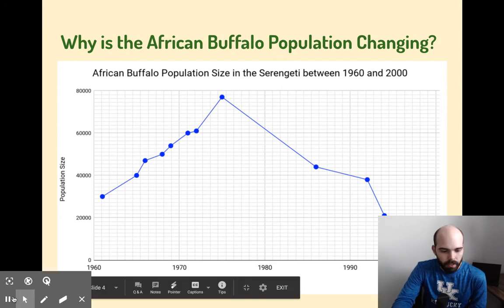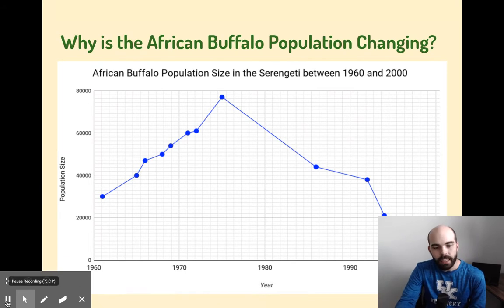So that's what this lesson is about, and that's the driving question we're going to have in this unit: why is this African buffalo population changing? What can we do to restore stability to that population?